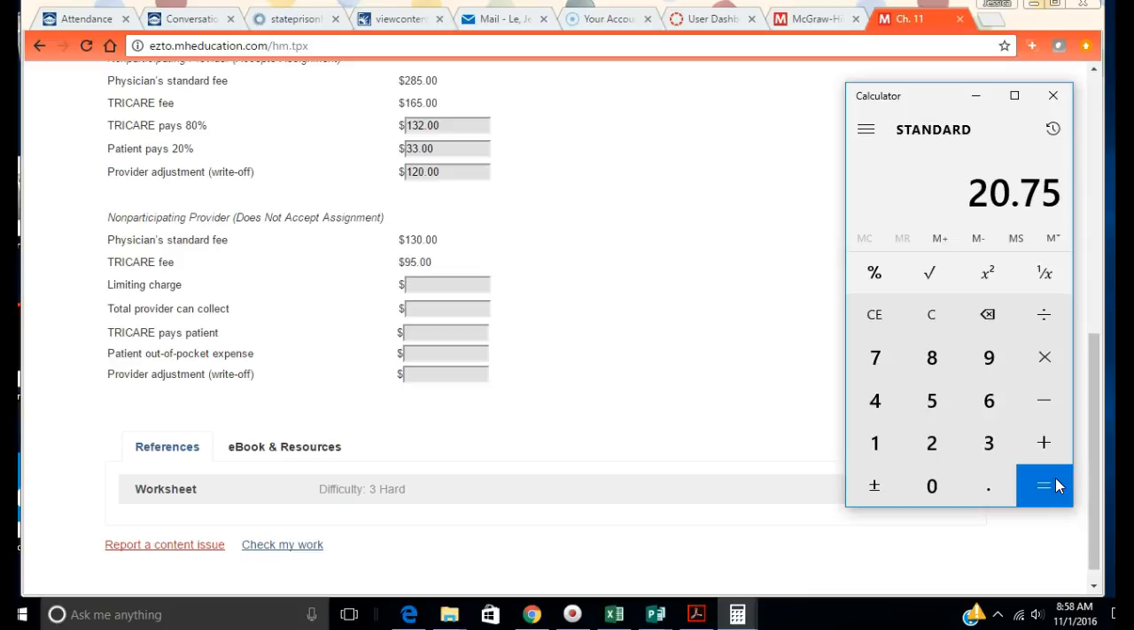So here's the deal. With these non-participating providers, just like we saw with Medicare and patients who saw a non-participating provider, there's a greater expense to both the physician and to the patient out of pocket for attending a non-participating provider, or for the provider to see a Medicare patient if they are not participating in the program. And the same holds true for TRICARE. It's a little bit less costly, but it's still more expensive for both the patient and the provider if they are seeing a non-participating provider.